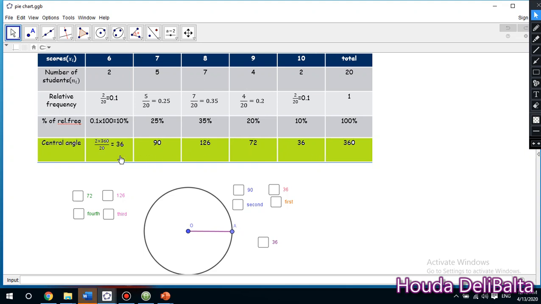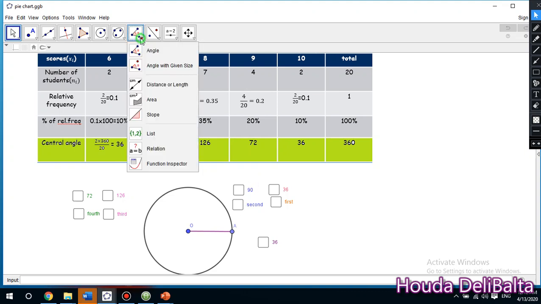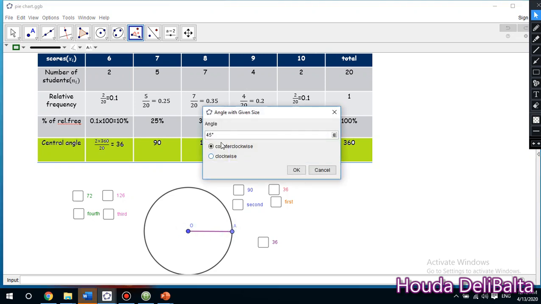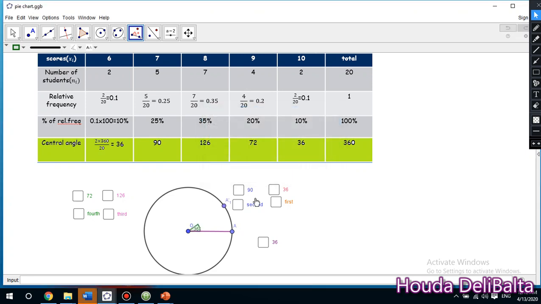The first one is 36, then 90, then 126, 72, and 36. It's better to mark them as arranged in this table. So I start from this point and I'll let you know how I choose an angle with a given size. I select point A, then point O. The measurement of the angle is required. I write 36 and I press OK.